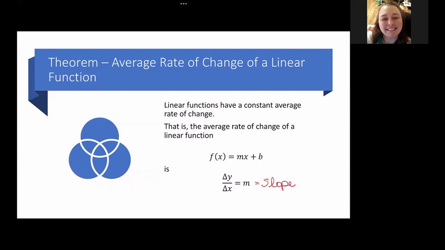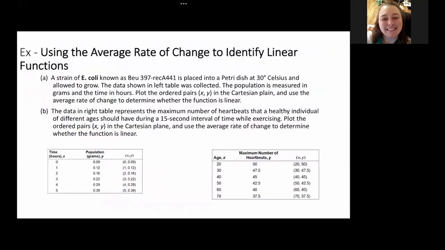Now, let's take a look at a semi-word problem. Oh, please don't freak out. So we're going to do A and B completely separate. So A is going to use this table on the left, B is going to use the table on the right. So A says a strain of E. coli, known as blah, blah, blah, because we don't care, is placed into a petri dish at 30 degrees Celsius and allowed to grow. The data shown in the table was collected, the population is measured in grams, and the time in hours. So plot the ordered pairs (x, y) on your graph and use the average rate of change to determine whether the function is linear.